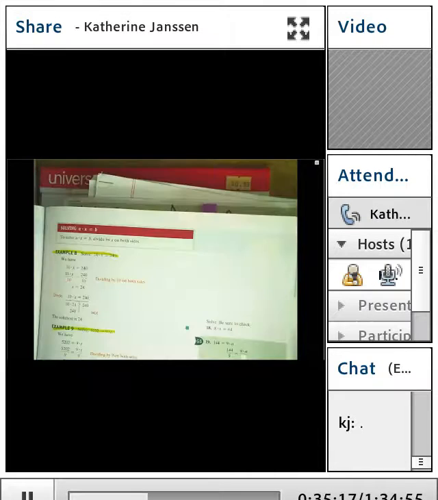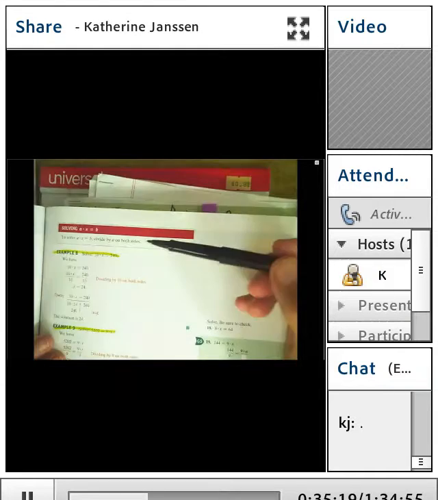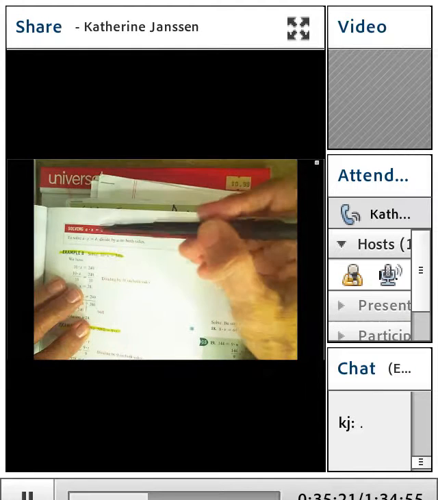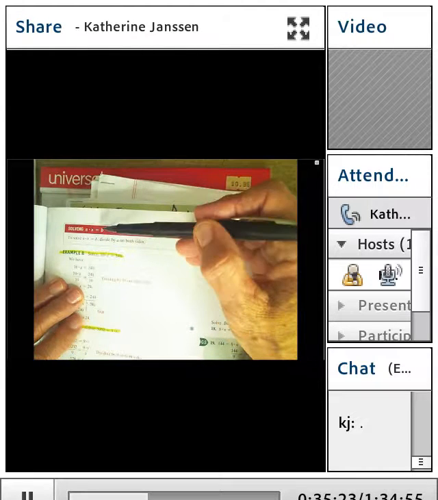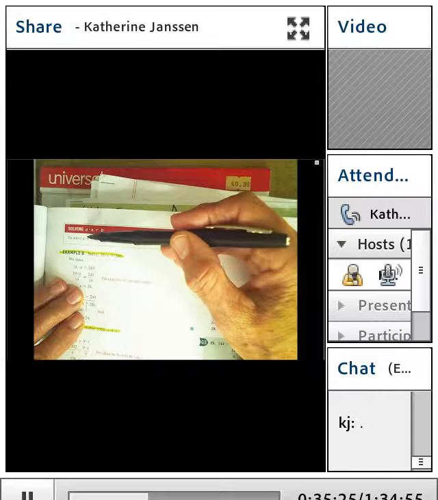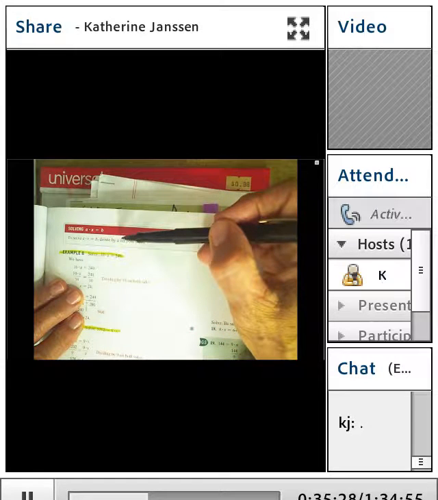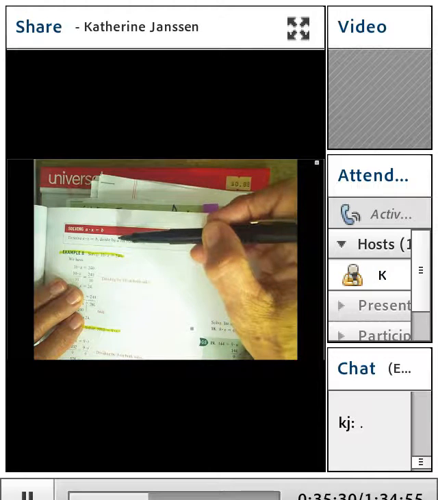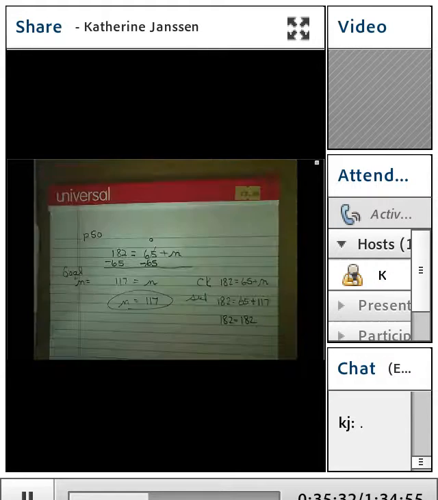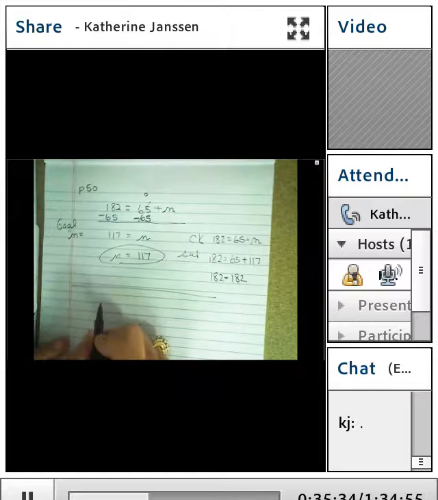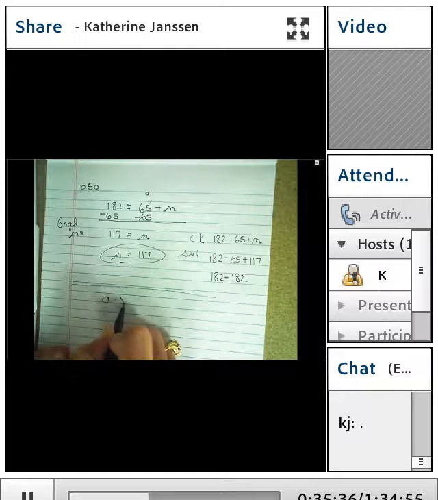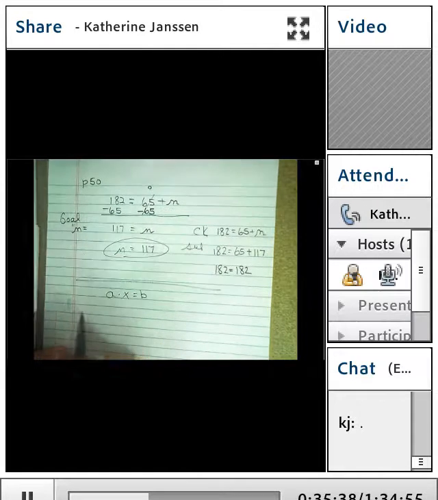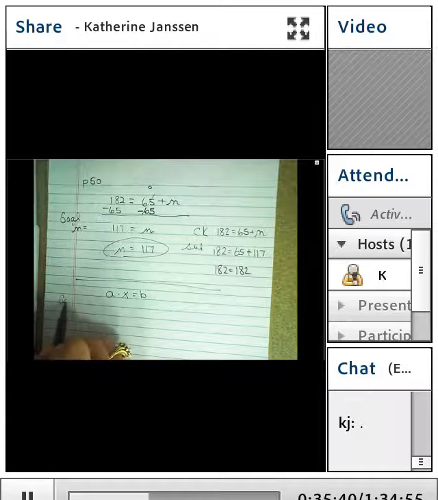On page 51, we have another solving equation. A times x equals b. To solve a times x equals b, divide both sides of your equation by a. We have a times x equals b. Now, if something times x, my goal again is x equals. I'm solving for x.